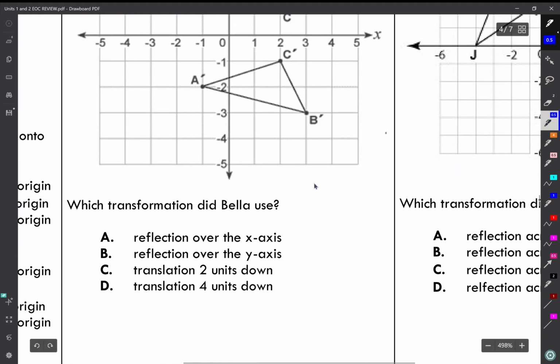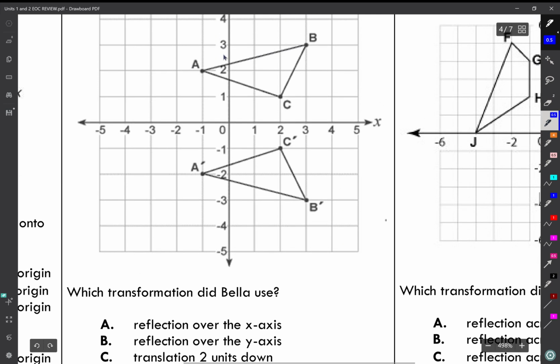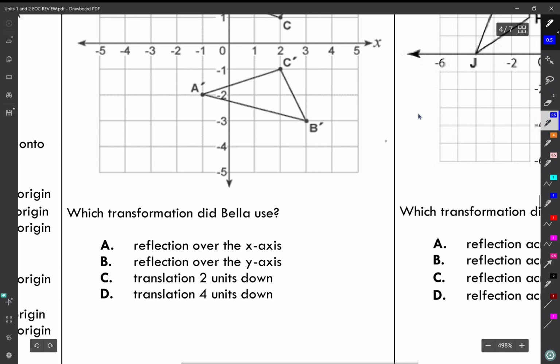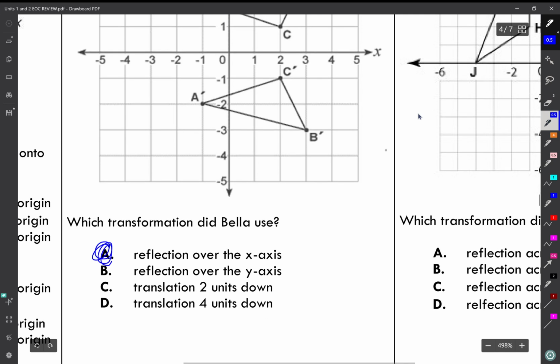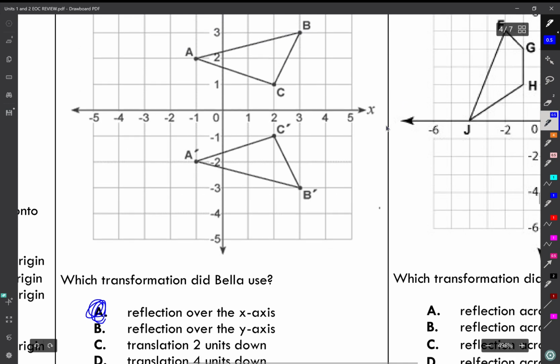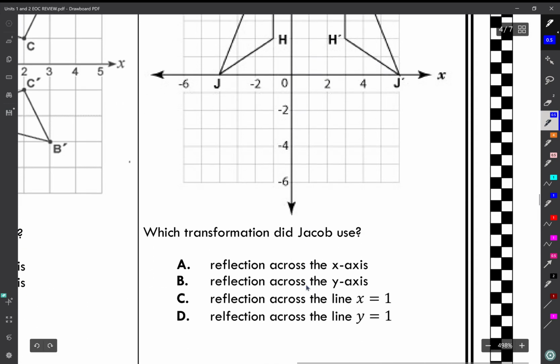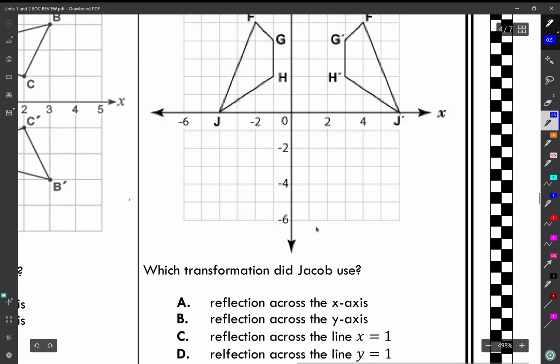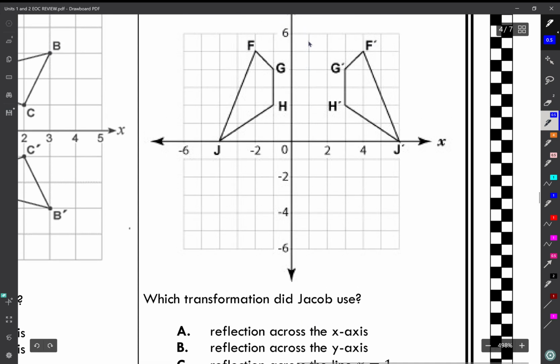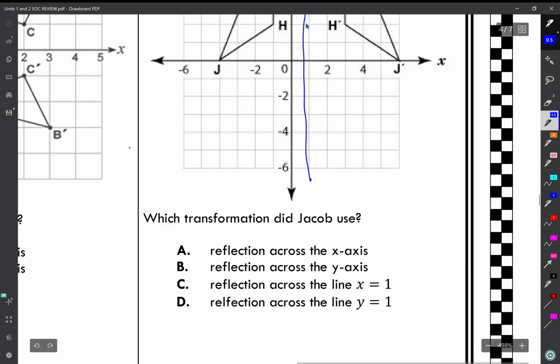Okay, what transformation did Bella use here? We are flipping this shape across the x-axis, so it's a reflection over the x-axis. So it can't be a translation because they're in different orientations, right? So we have another reflection here, obviously. Okay, just want to know which line we reflected over. So we reflected over this line right here that I'm tracing. So the equation for that line would be x is equal to 1.